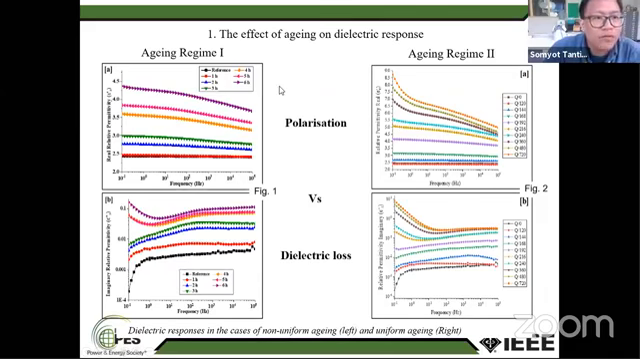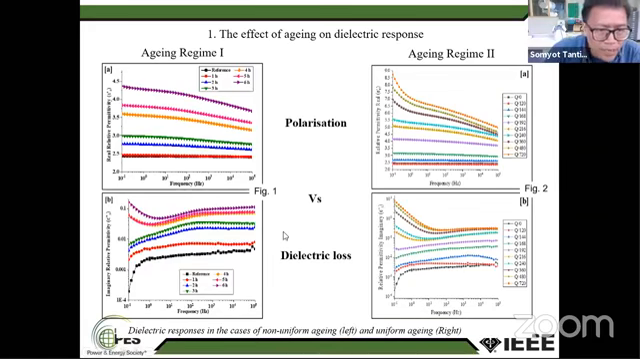For example, if we look into figure 1 on the left-hand side, the polarization increases corresponding to the increase of aging. As we can see, with the increase of the aging time, the imaginary part of the permittivity increases as well. That means the dielectric loss in the system increases with the increase of aging.